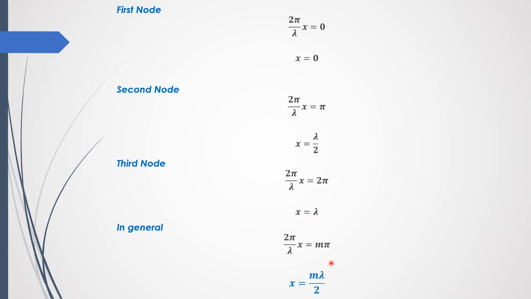So these are the general formulas in which you can put the values of n and m, which are 0, 1, 2, 3, and so on, and easily find the locations of the points where displacement is 0.